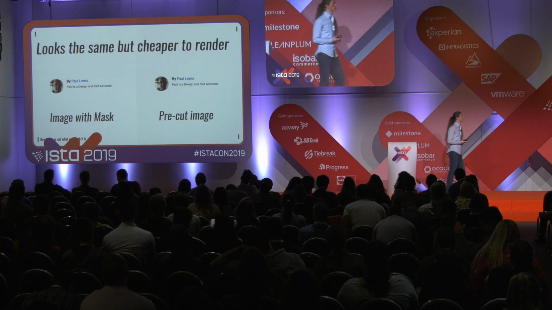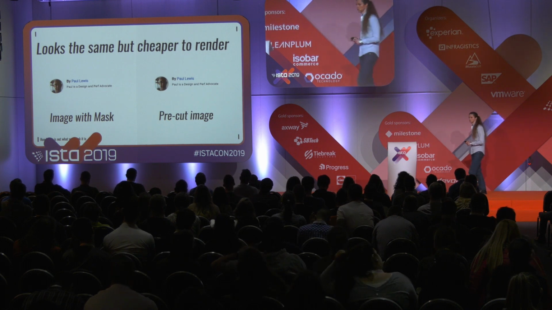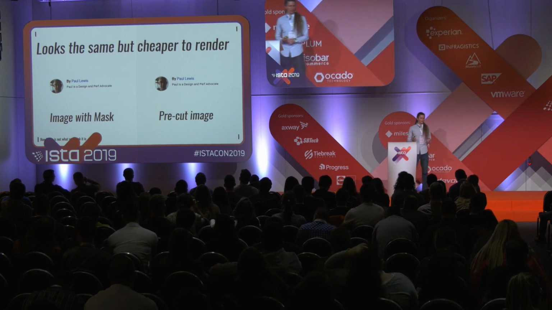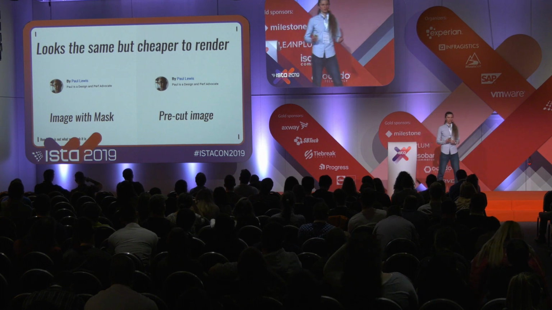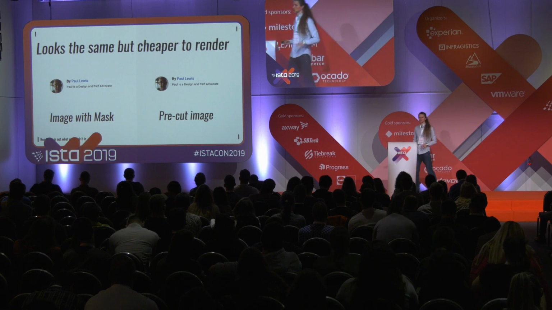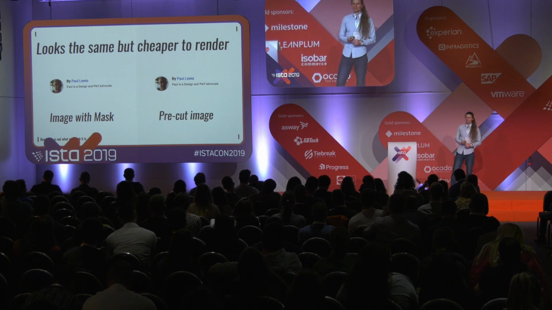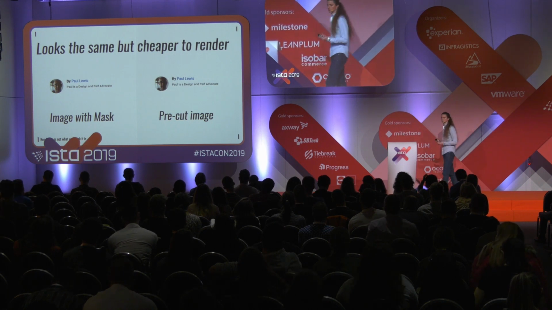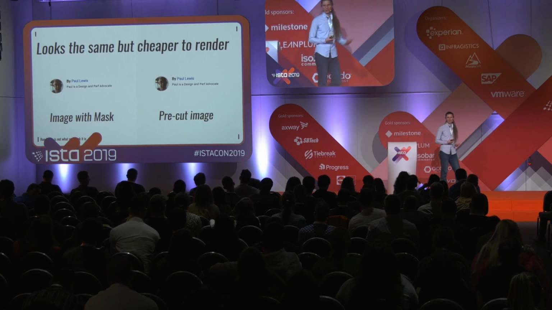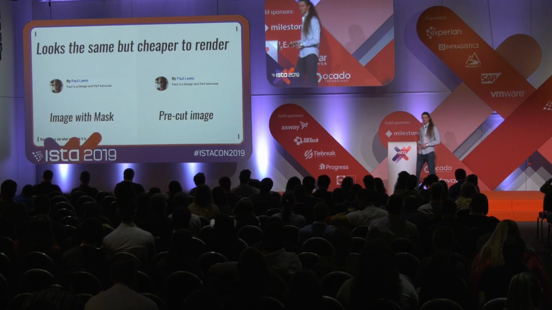Another example of this is, again, image with mask and pre-cut image. Both look the same to the end user. And if you don't plan to change this in any way at runtime, for example, to have some kind of animation that moves the picture around, you don't really need a mask. If it's just an avatar image, you're pretty much okay with having your designer pre-cut it in Photoshop and just have it with a white background baked in.